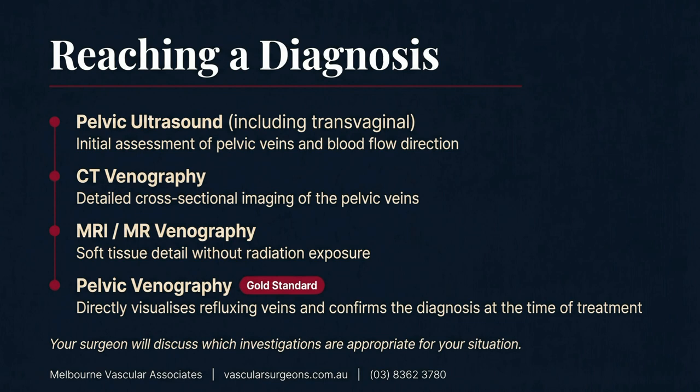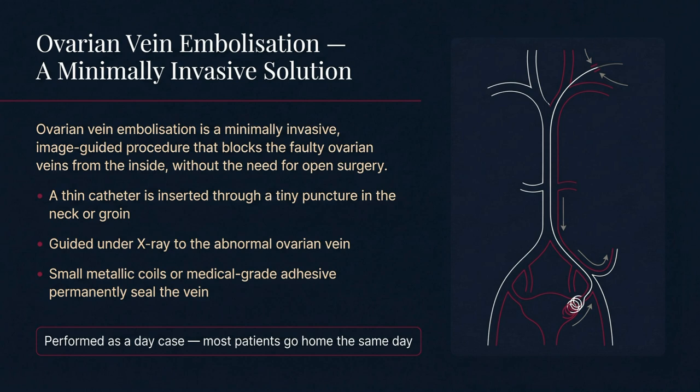We then sometimes use CT to look for an enlarged ovarian vein, and in some instances we would consider doing an MRI. But the gold standard is just to put a tube into the vein and have a look and see what's going on if we really think it is present. Once we've confirmed the diagnosis through those tests and a thorough history and examination, we will then discuss with you whether or not ovarian vein embolisation should be performed.